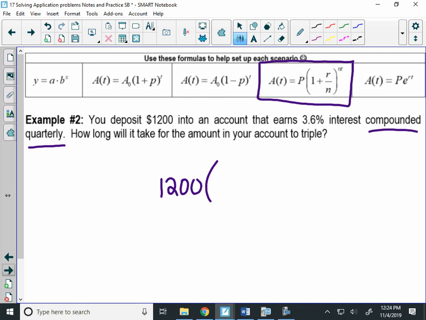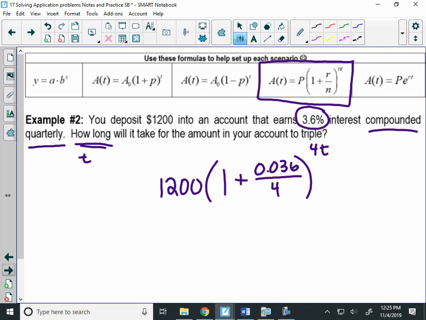And then we write our big set of parentheses here. It's always 1 plus. What's the interest rate as a decimal? 0.036. Now I'm dividing it by n. How many compounding periods are there if it's quarterly? 4. And my exponent is 4t. Do I know what t is here? No, because it says how long. That's saying what is t. I have to set that equal to something.